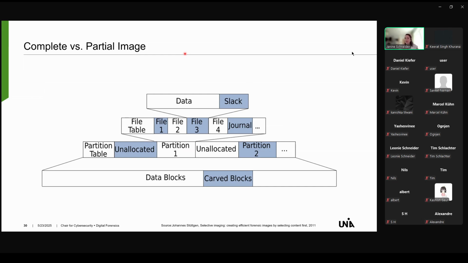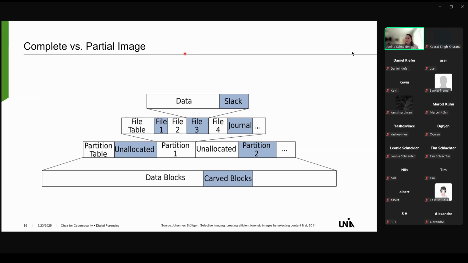That could also violate the privacy of the suspect. So maybe there are files on the device that are of private nature, but they are not important for the case, then you should actually not copy them. But if you copy the whole disk, of course you do that.